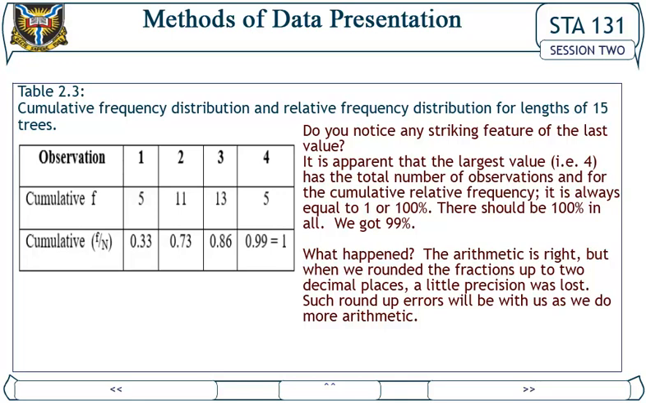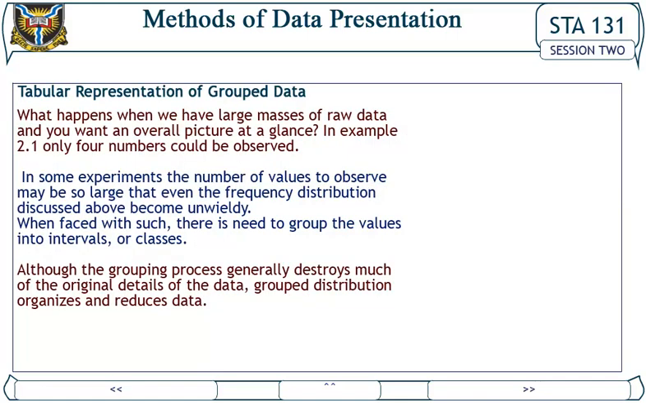We got 99%. What happened? The arithmetic is right, but when we rounded the fractions up to 2 decimal places, a little precision was lost. Such round-up errors will be with us as we do more arithmetic. Tabular representation of group data. What happens when we have large masses of raw data and you want an overall picture at a glance? In example 2.1, only 4 numbers could be observed. In some experiments, the number of values to observe may be so large that even the frequency distribution discussed above becomes unwieldy.